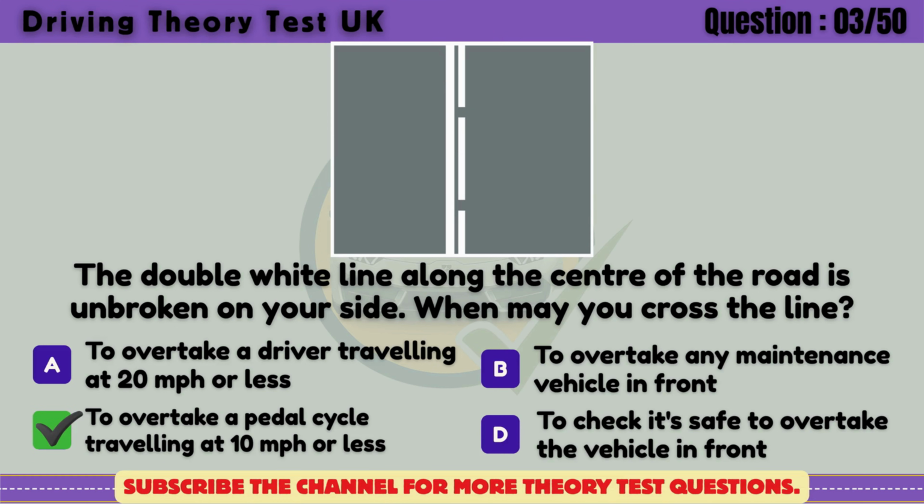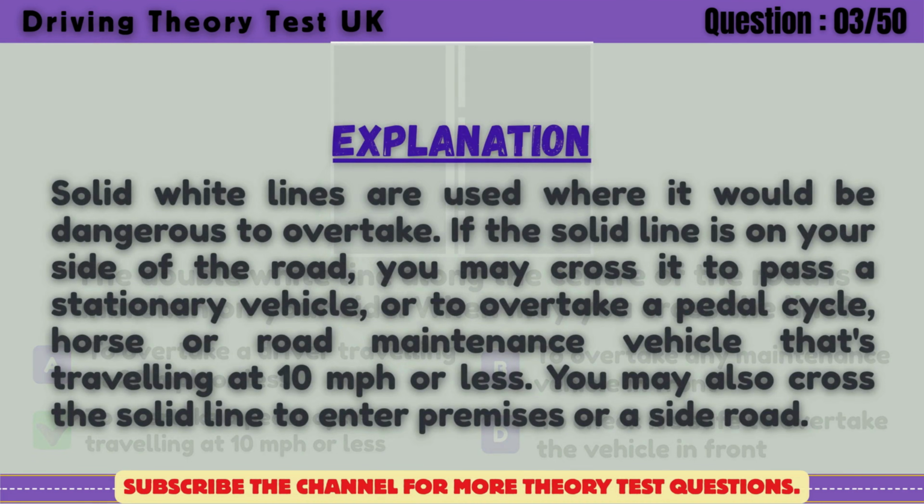Answer is C. To overtake a pedal cycle traveling at 10 miles per hour or less. Solid white lines are used where it would be dangerous to overtake. If the solid line is on your side of the road, you may cross it to pass a stationary vehicle, or to overtake a pedal cycle, horse, or road maintenance vehicle that's traveling at 10 miles per hour or less. You may also cross the solid line to enter premises or a side road.